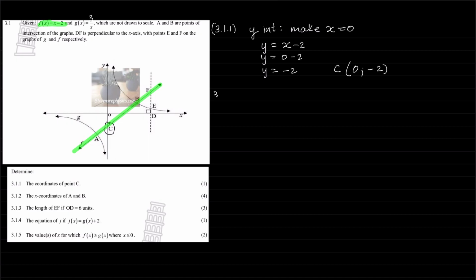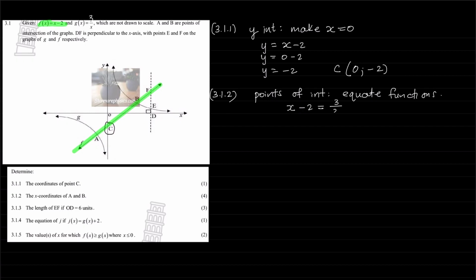Question 3.1.2. Determine the coordinates of A and B. Now, A and B are the points of intersection of those two functions. And if you're solving for the point or points of intersection, you equate the functions. Okay, so we have a function y equals x minus 2. So we would say x minus 2 is equal to the other function, 3 over x.